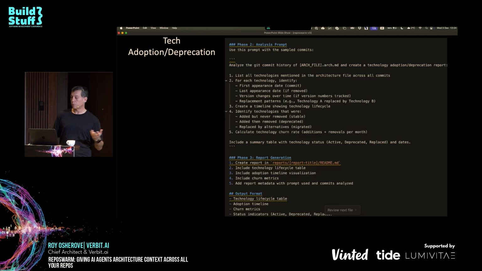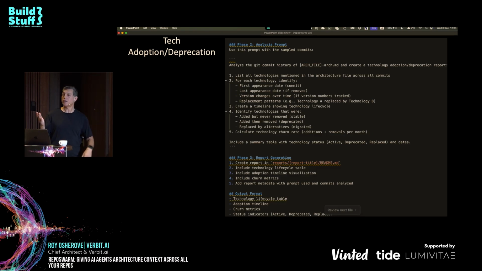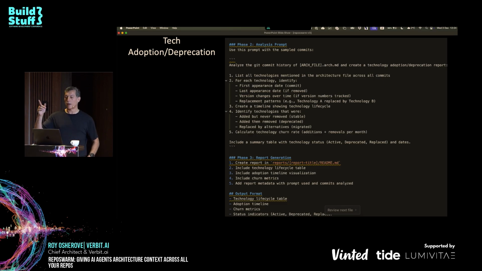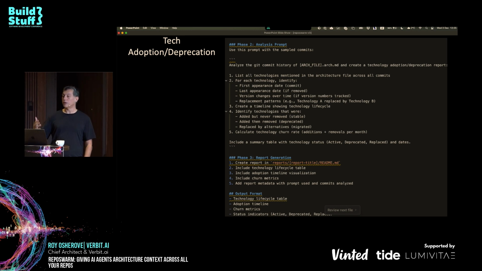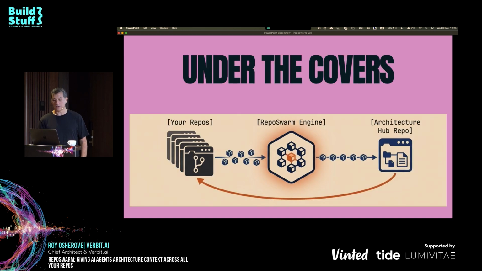Tech adoption and deprecation. Again, this is a different prompt. Each one of them is basically a command. So report.techadoption, report.something. And you can create your own custom commands as much as you want. And it's really cool what you have when you have this corpus. And of course, you can do a lot of more interesting things. You can do RAG on top of this. You can start using it in other AI agent activities.